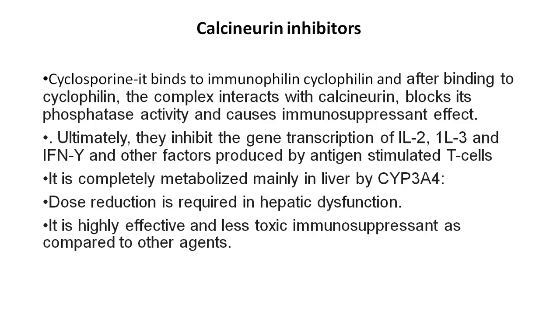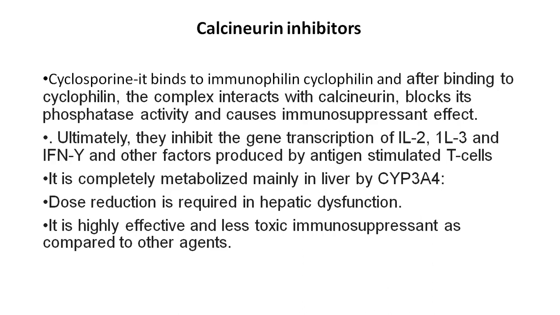Coming to calcineurin inhibitors, we'll learn about cyclosporin. What does cyclosporin do? First, it binds to the immunophilin cyclophilin, which is a kind of immunophilin, and after binding, it forms a complex. This cyclosporin-cyclophilin complex then interacts with calcineurin and blocks its phosphatase activity. Then it causes the immunosuppressant effect.